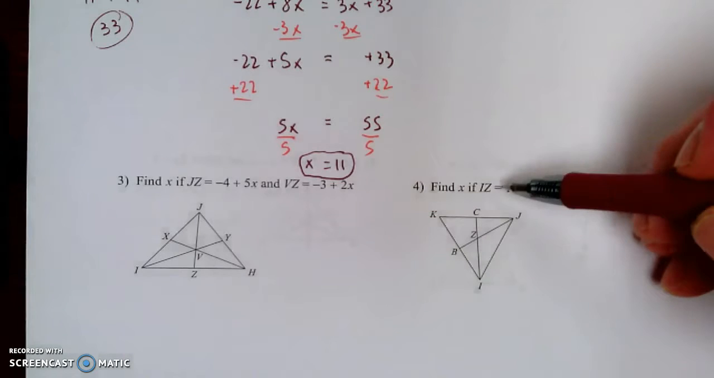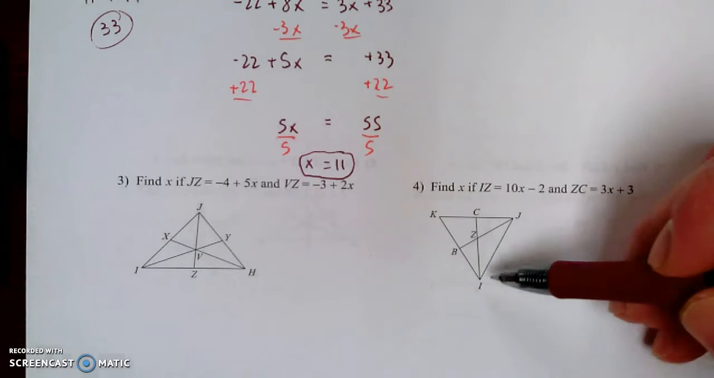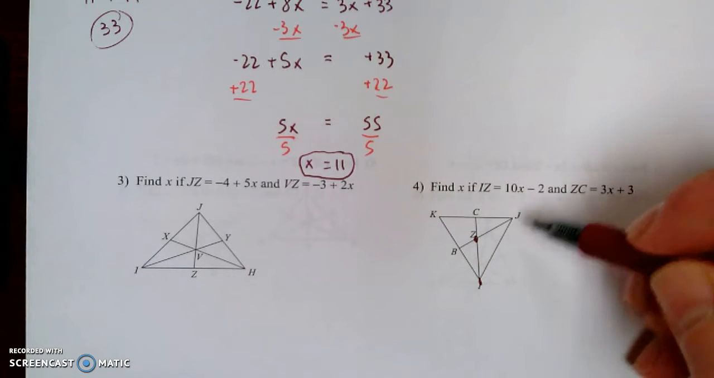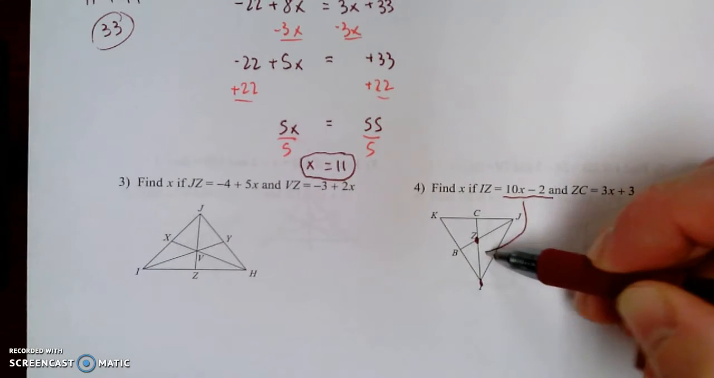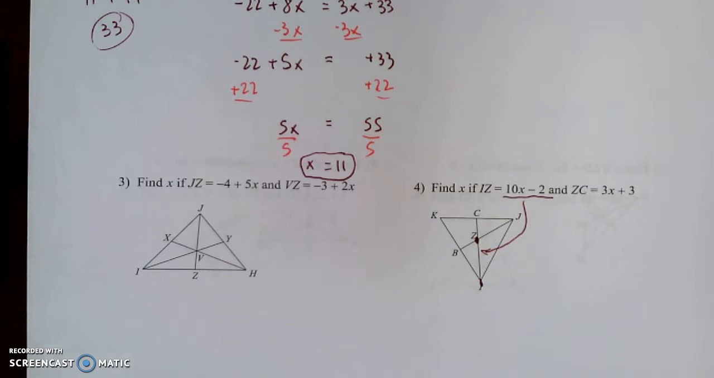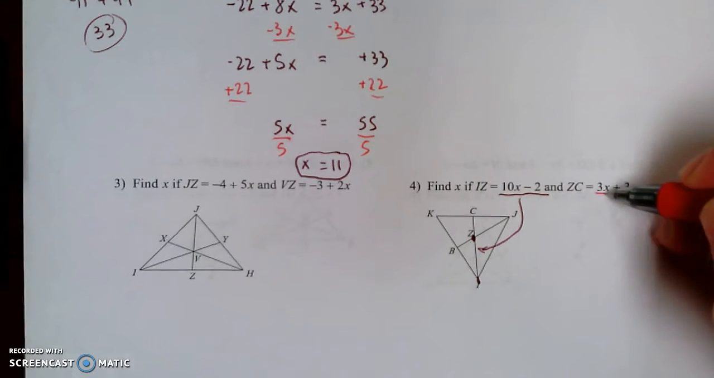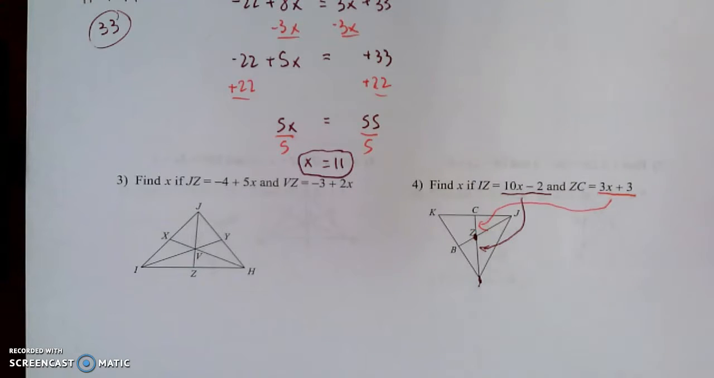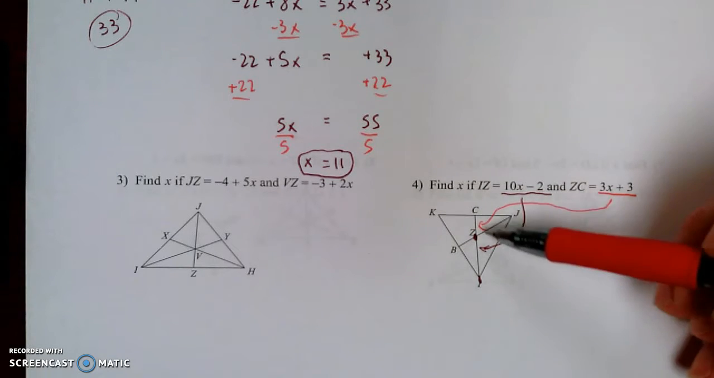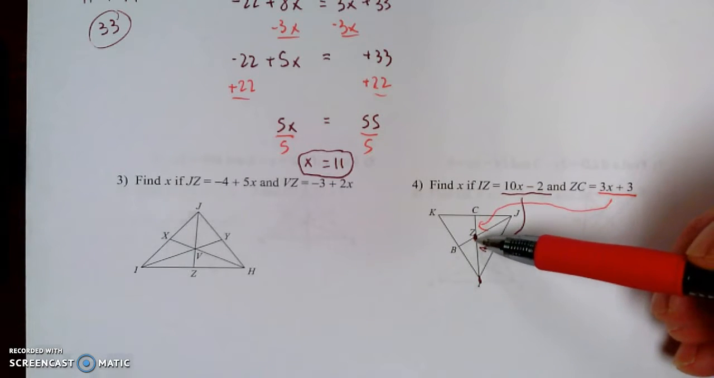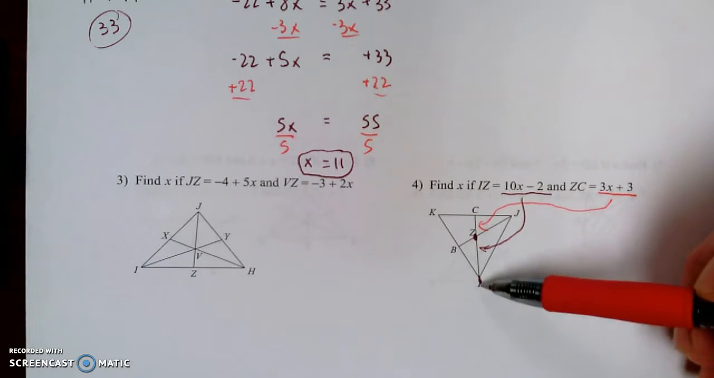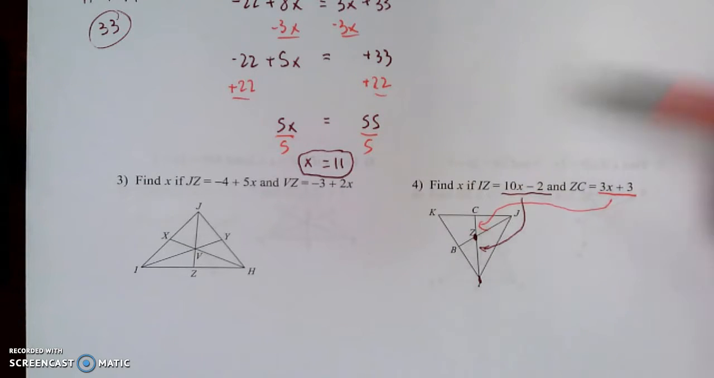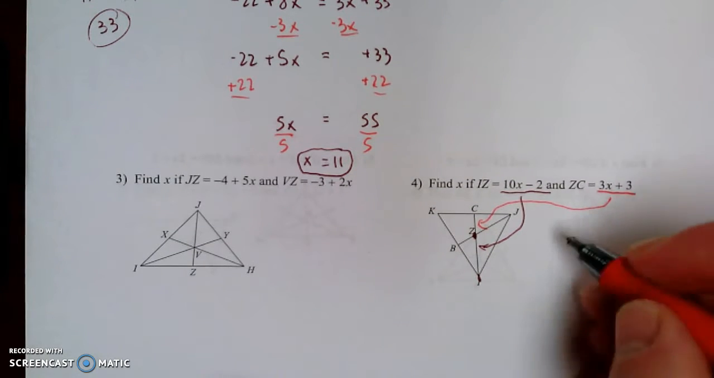So here, we've got that IZ, the distance from I to Z, right here, is 10x minus 2. And then we've got ZC, which is 3x plus 3. So in this case, they're the two small portions. And here, ZI or IZ is twice as big as ZC. 2 parts to 1 part. We're going to set it up that way.